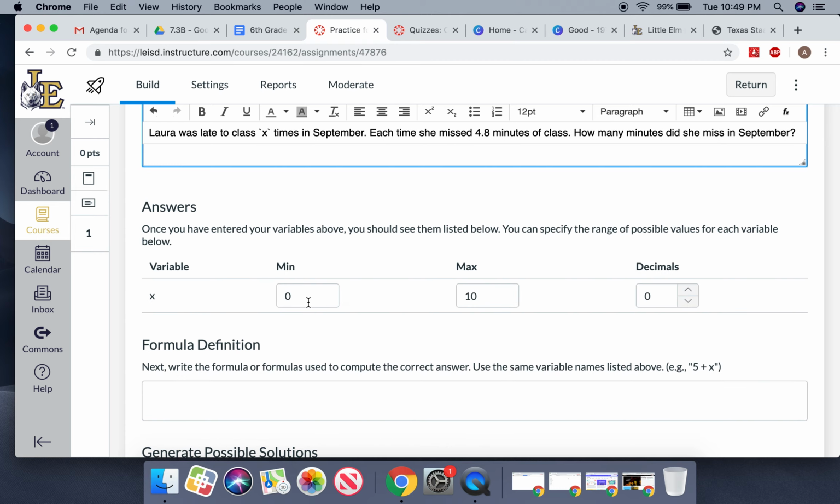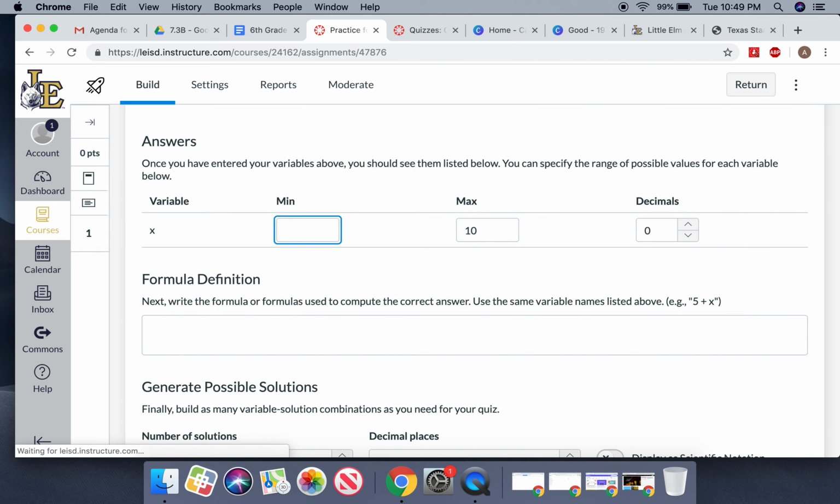And so what this does, it gives you a set of range to put in numbers. So for example, you can have the quiz give the student any number from 0 to 10, right? You can also say if you want decimals or not. Obviously, since we're saying a specific times in September, we want it to, one, be positive, so we don't want this number to be less than 0. So in fact, let's even make it 1, right? Since she would have to be at least late one time. And then let's say give him the max of 10, so that should be fine.